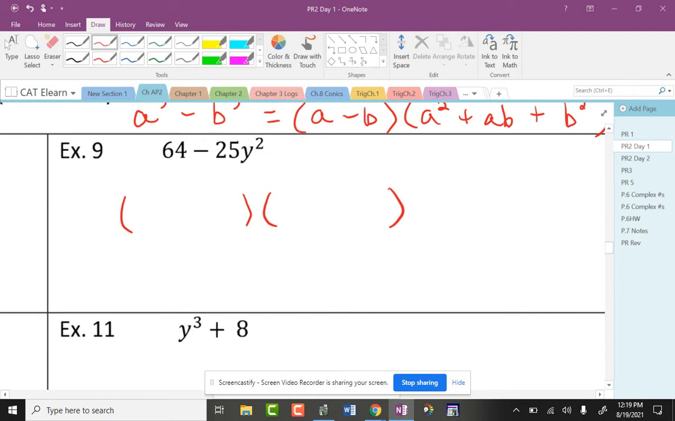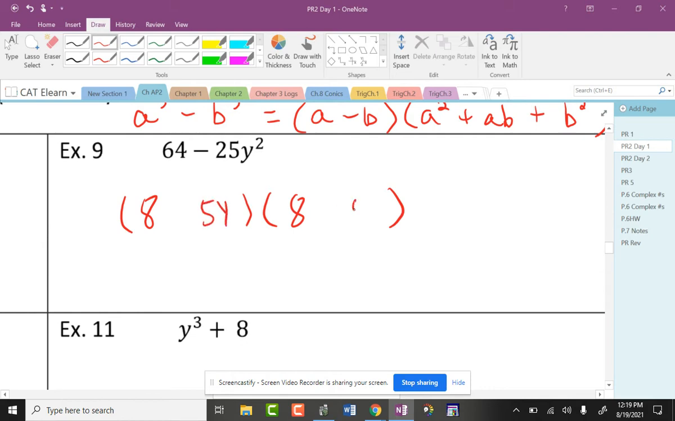Kathleen, what's the perfect square of 64? What times what equals 64? So it's 8 here and 8 here, because that's first the FOIL. And then what's the perfect square of 25y squared?